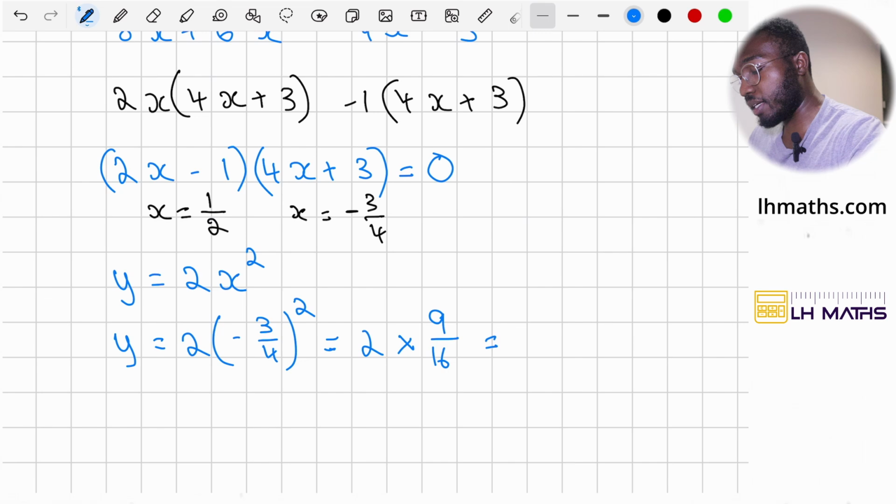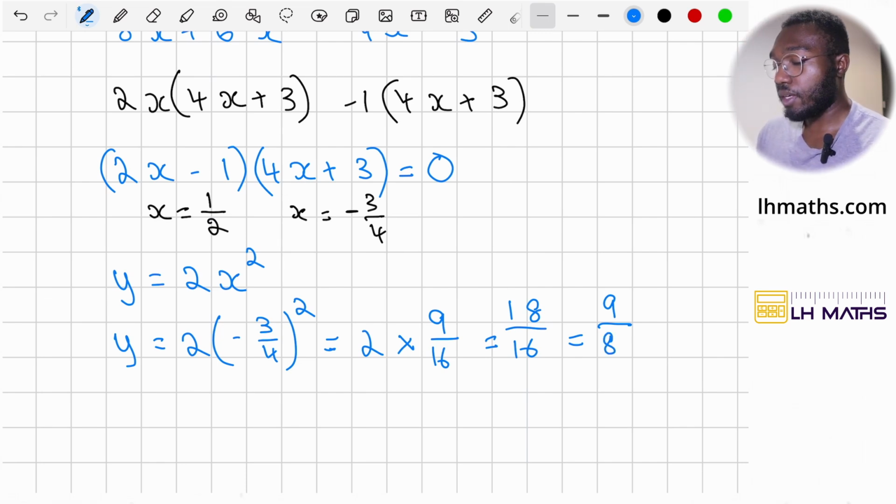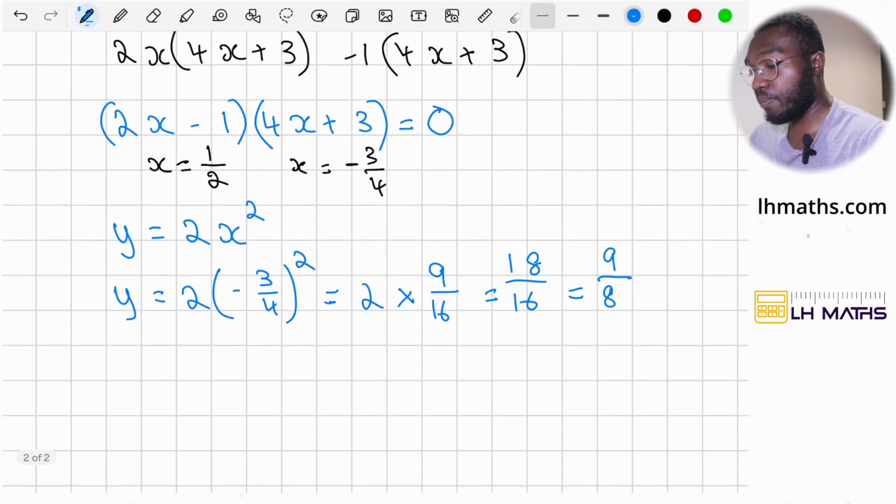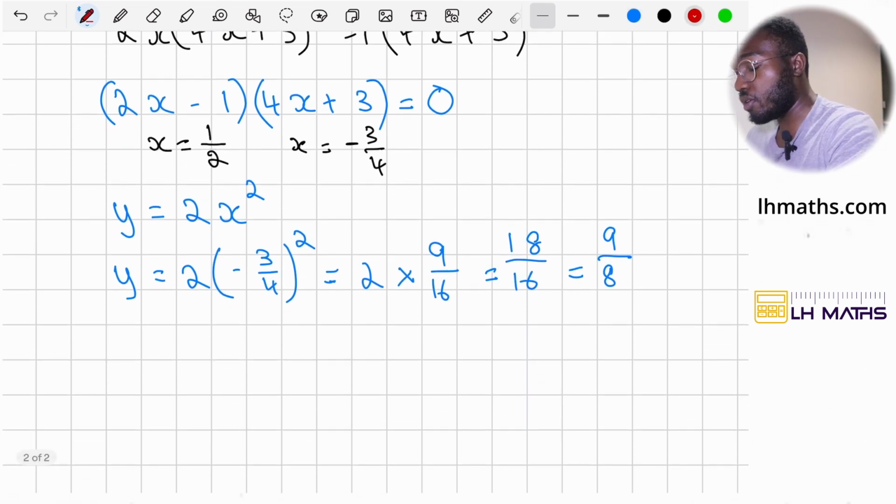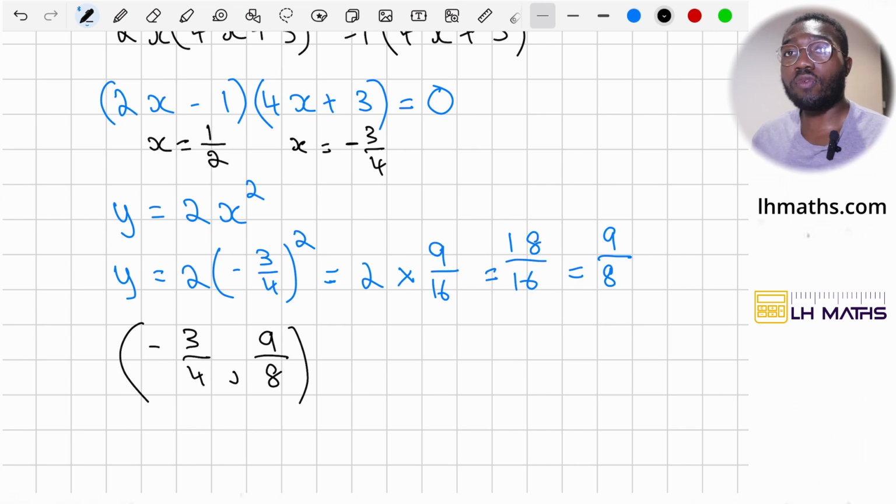And then that will be 18 over 16. And if we simplify this down, both of them go by 2, so that will be 9 divided by 8. Okay? And therefore, it asks us to find the coordinates of Q. We know that Q is at the point minus 3 over 4, 9 over 8. So that is the coordinates of Q.